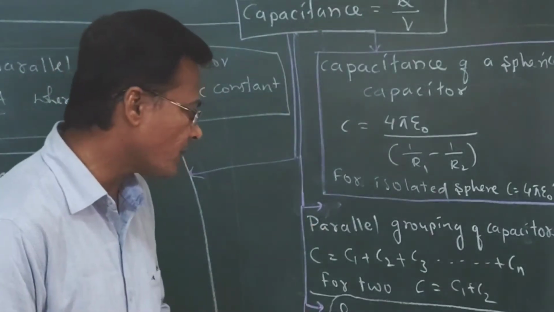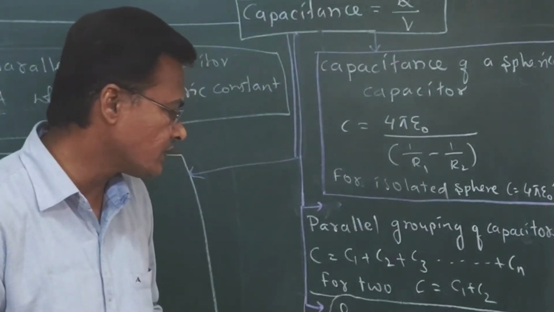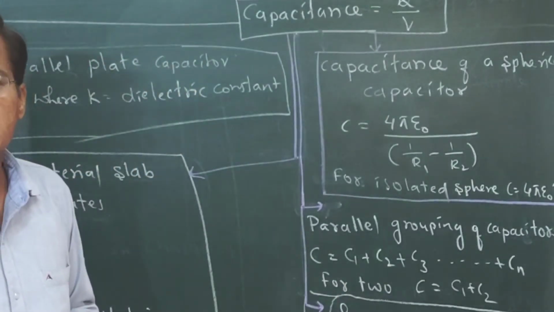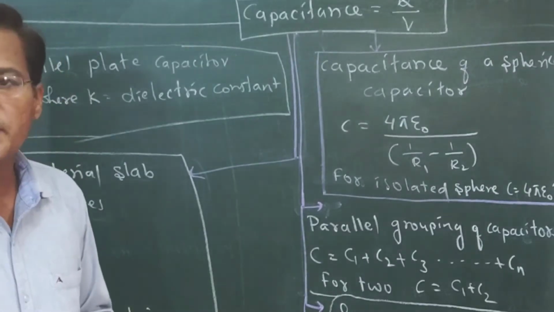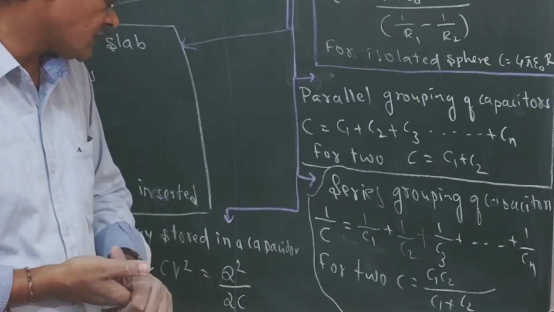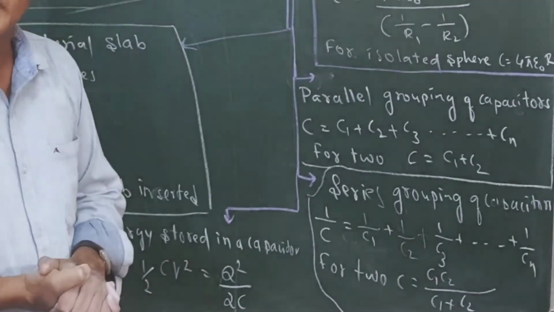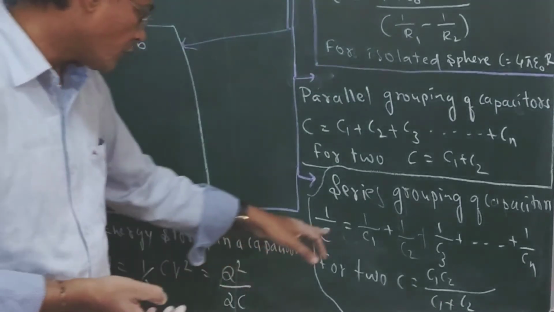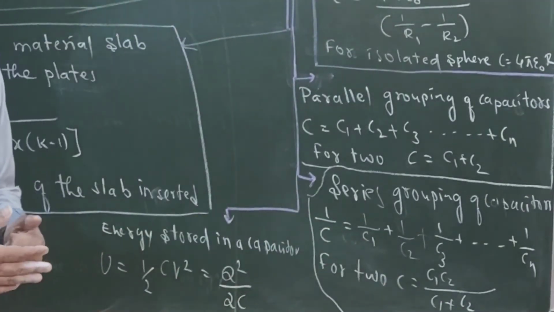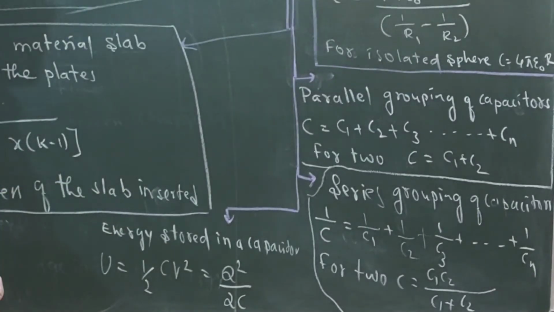Parallel grouping of capacitance: when the capacitors are connected in parallel, we get C equal to C1 plus C2 plus C3 and so on plus Cn. For two capacitors, C equals C1 plus C2. Series grouping of capacitance: 1 by C equals 1 by C1 plus 1 by C2 plus 1 by C3 and so on plus 1 by Cn. For two capacitors we can write C equals C1 C2 divided by C1 plus C2. The energy stored in a capacitor is U equal to 1 by 2 CV square, which equals Q square by 2C.